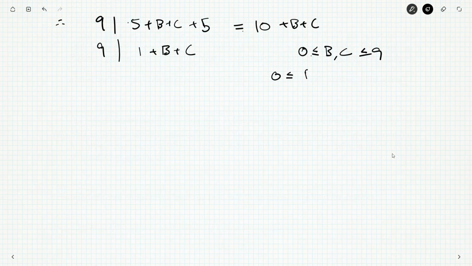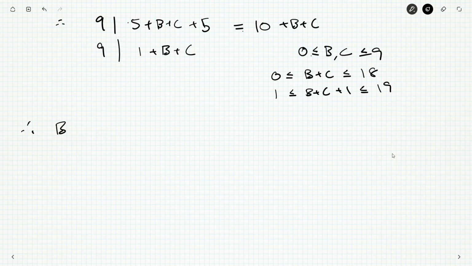So, B plus C can be anywhere between 0 and 18. And B plus C plus 1 can be anywhere between 1 and 19. To be divisible by 9, we would need B plus C plus 1 to equal either, well, what multiples of 9 are in this range? Either 9 or 18. So B plus C is either 8 or 17. Okay, well, let's make a little chart.